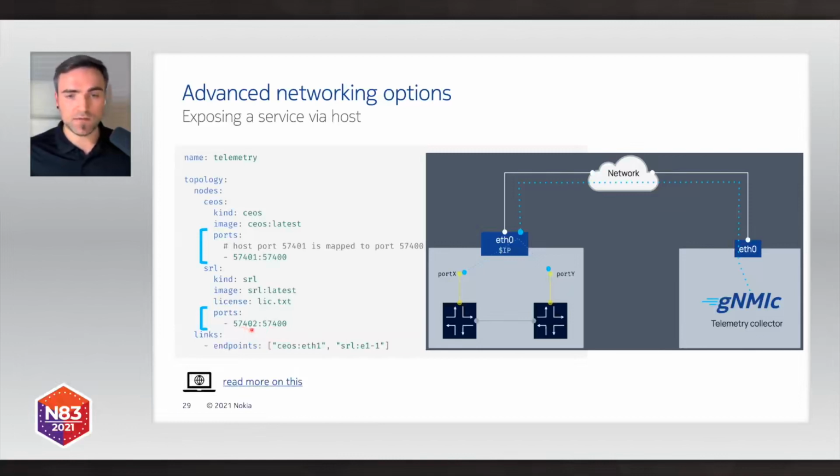And by doing that, we will be able to let GNMIC talk to those services using the IP address of the machine that these nodes are running at, and just by using different ports, because now we have two different ports which correspond to two different nodes. And that is one of the easiest ways you can expose your lab to a third-party tool or something that runs outside of the node that hosts your Container Lab.